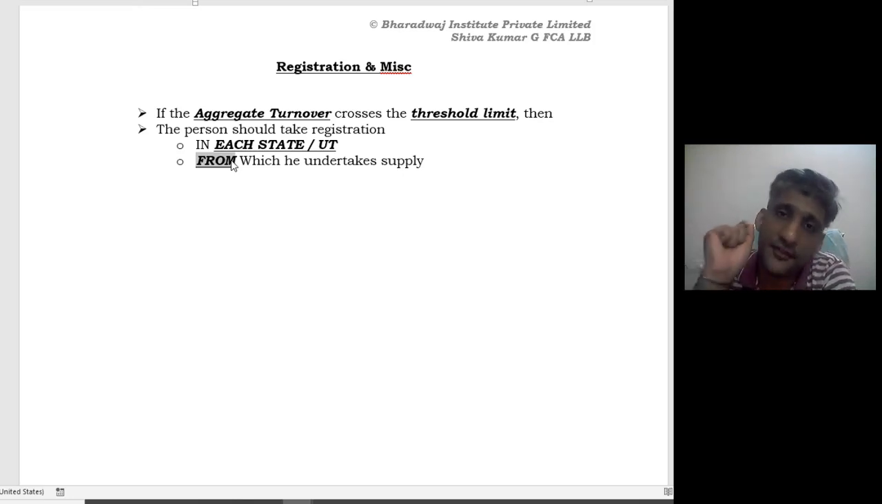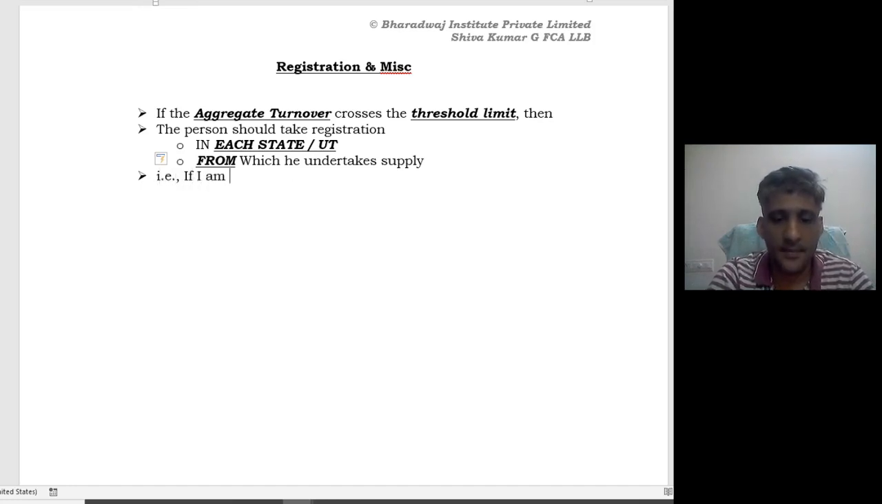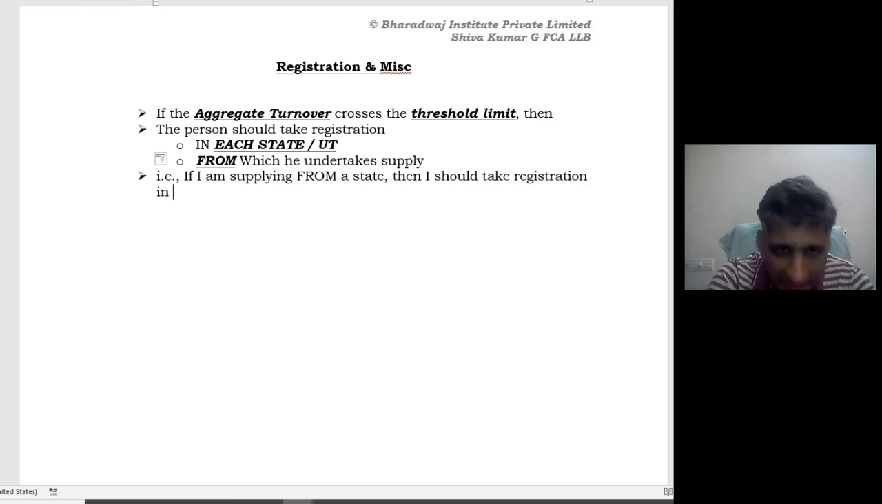If I am supplying from Tamil Nadu, then I should take registration in Tamil Nadu. If I am supplying from a state, then I should take registration in that state. Again, wherever we use the word state, we also mean union territory.